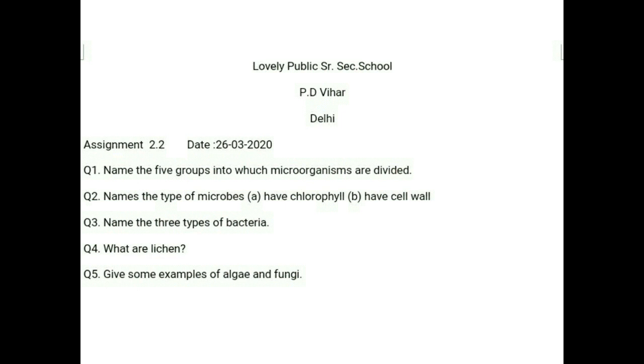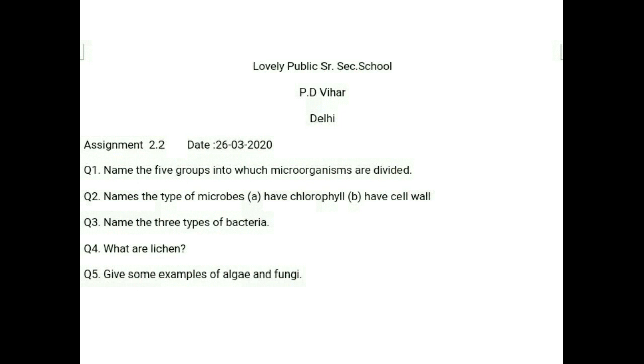Name the 3 types of bacteria. The 3 types of bacteria are rod shaped, called bacilli, spherical shaped, called cocci, and spiral shaped, called spirilla. Students, all these answers are in the notes, so you can get the answers from there also. I'm just telling you the answers so that you can copy down the answer from there if you have any confusion. Next is, what are lichens? So the answer is on the next slide. You can see from there.